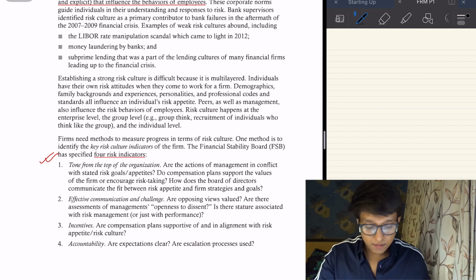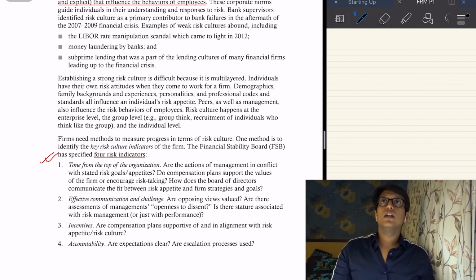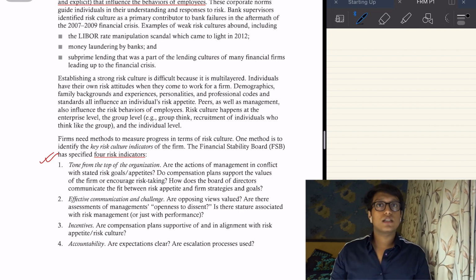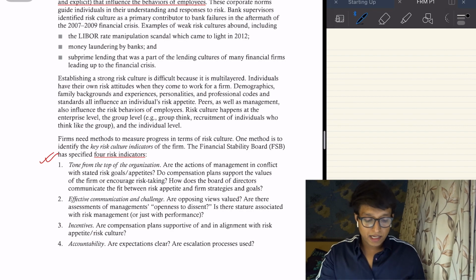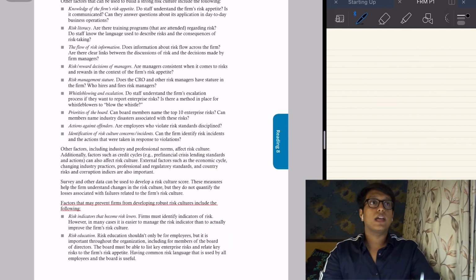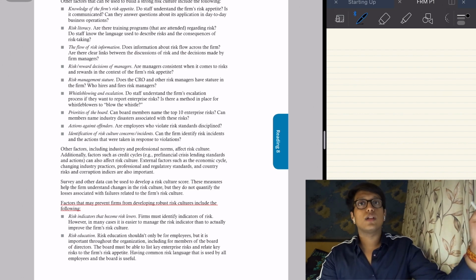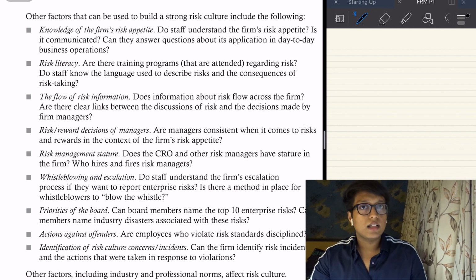The third one is incentives. Are the compensation plans profit based or long term based, like we have discussed numerous times before? Is there accountability? Are expectations clear? Are escalation processes used? For example, if I have an issue, I escalate it to my manager, they raise it to their supervisor, and so on and so forth. These are the four basic indicators.